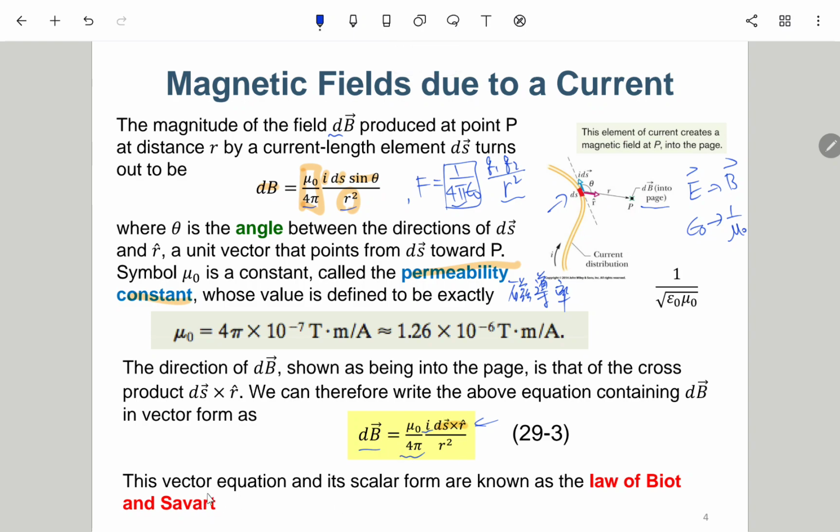And this law is called the law of Biot-Savart, or sometimes we can just call it the Biot-Savart law.